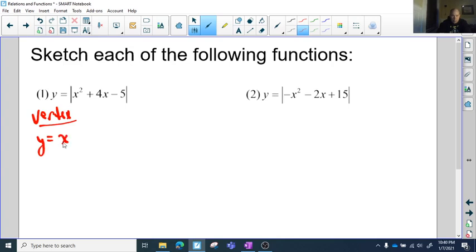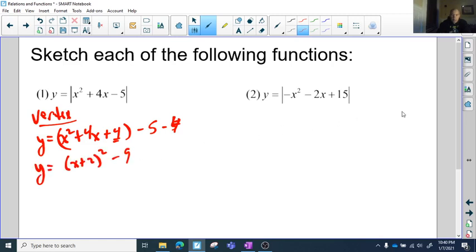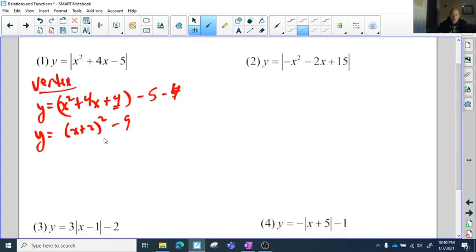y is equal to x squared plus 4x minus 5. Take half of this number, half of 4 is 2, 2 squared is 4, so I've added that 4 that wasn't there before. Oops. So I'm going to take away a 4. y would equal (x plus 2) all squared, take away 9. So this one has its vertex at (-2, -9).